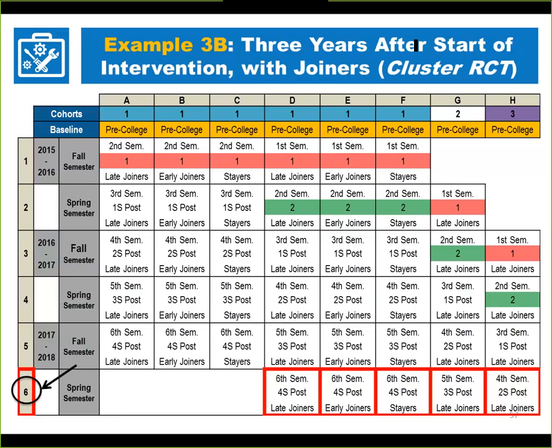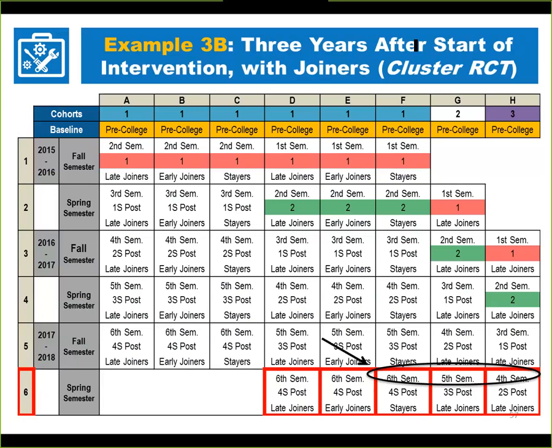Students in the sample would include all students who were present in schools at the end of semester 6, regardless of when they entered the schools, whether they were stayers, early joiners, or late joiners. Outcomes would be measured for students at different grade levels. Some students in the sample would have completed their 4th semester in college. Others would be in their 5th semester in college, and others would be in their 6th semester in college.